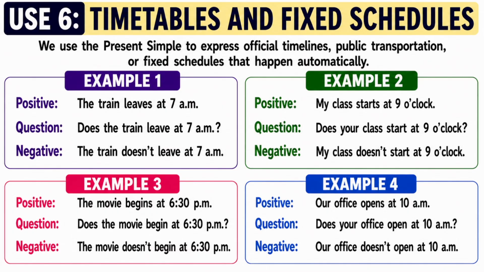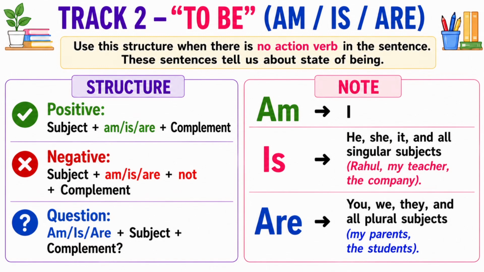Example 4. Positive. Our office opens at 10 a.m. Question. Does your office open at 10 a.m.? Negative. Our office doesn't open at 10 a.m. Here also, after does, opens becomes open. Now we have completed action-verb sentences.